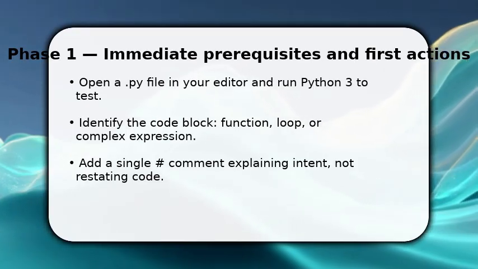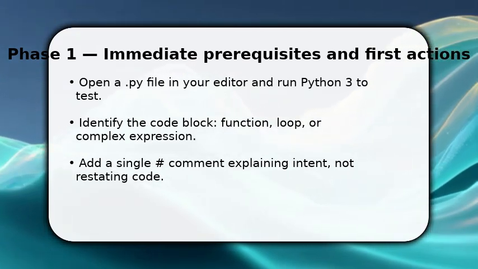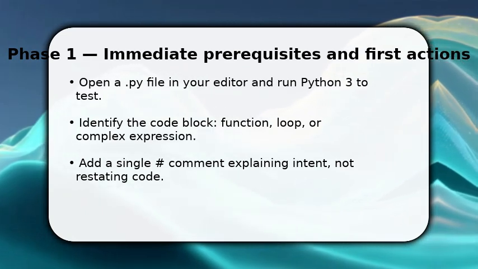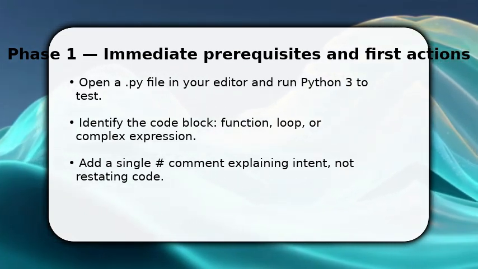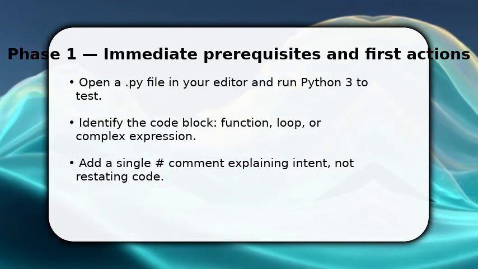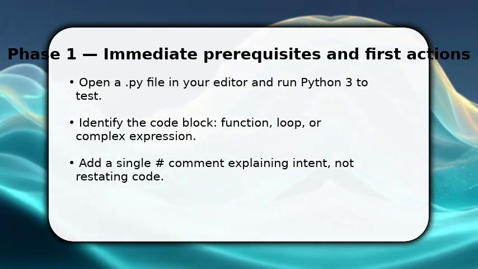You already have a Py file and Python 3 available. Start by reading the first function. Once you see a purpose, insert a single-line comment with hash right above or at end of the statement. Explain why the code exists, not what it does. You must favor intent over restatement. Make short phrases, use present tense verbs.